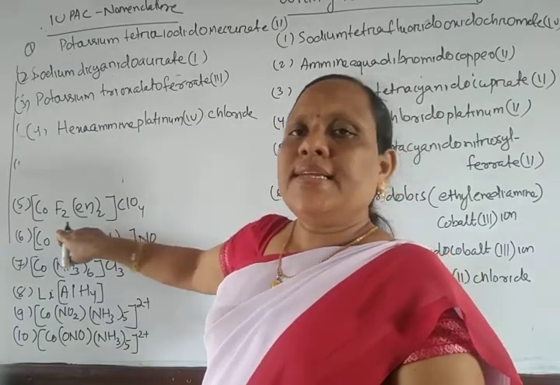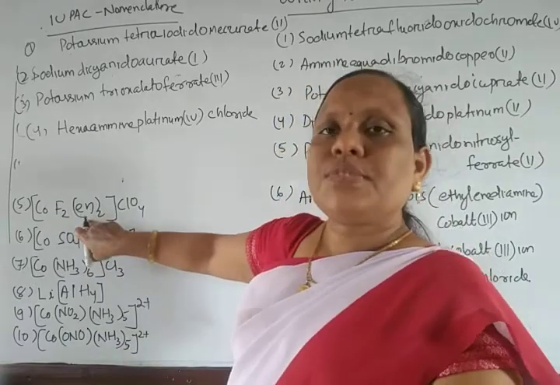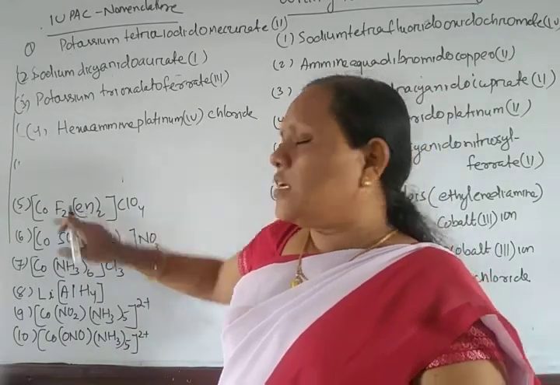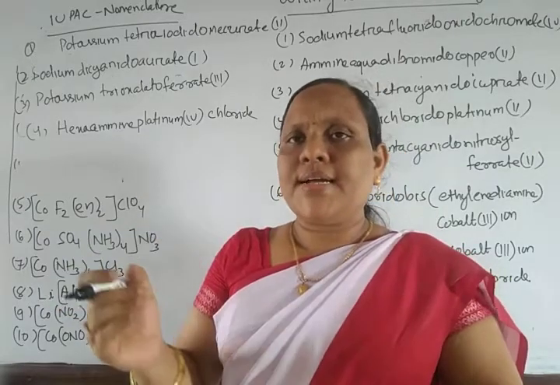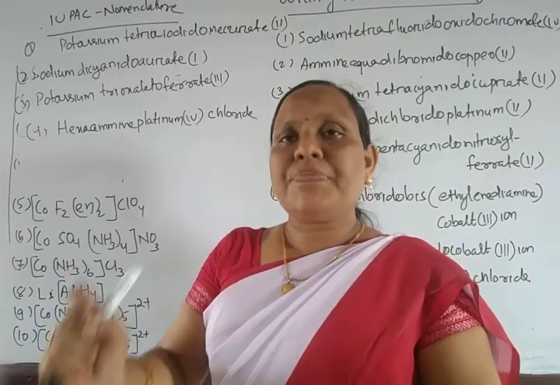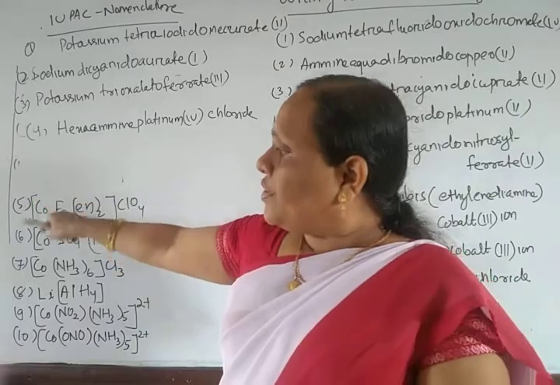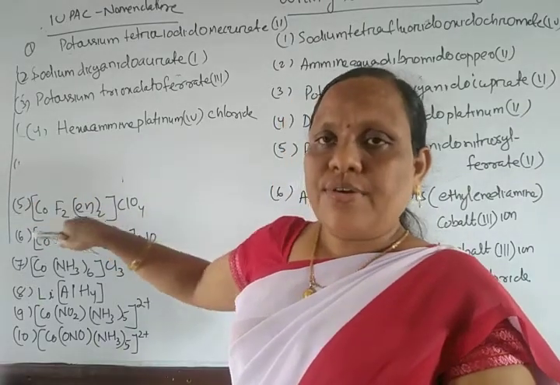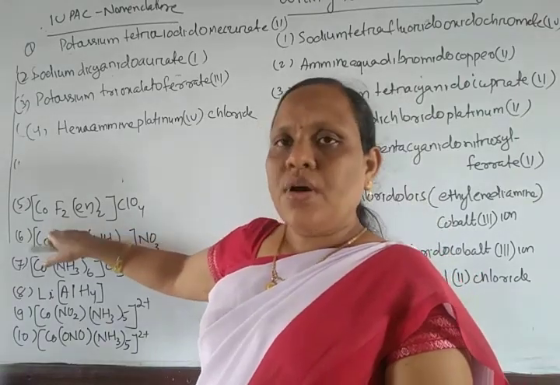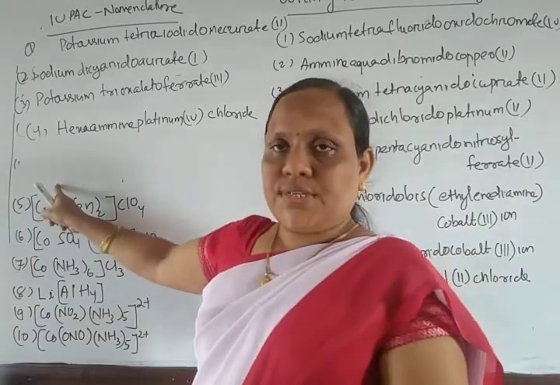Between ethylene diamine and fluorido, alphabetically ethane diamine comes first. In this way it should be considered. Whenever you write different numbers of ligands, the numerical prefixes are generally not considered for alphabetical order. For example, this is ethane diamine and this is difluorido. Although it is difluorido, the di is not considered, but fluorido is considered.